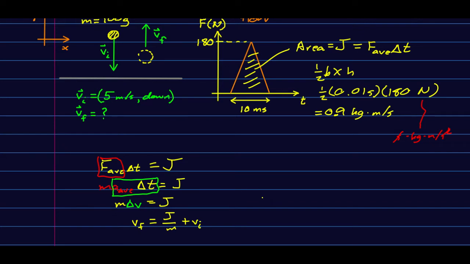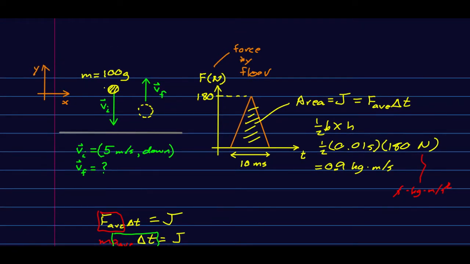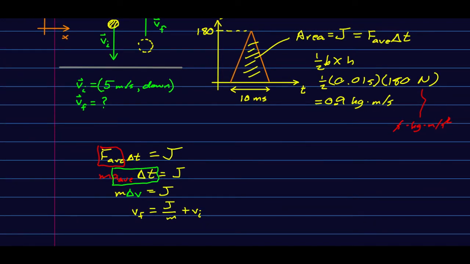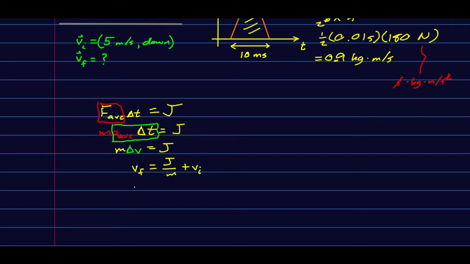This is what you would come up with. And now note I've made up positive, so this is a positive force, right? This is the floor pushing off the ball. Think about that. I'm being a little bit sneaky and ignoring something. And vi is negative, 5 meters per second down, negative. So vf is 0.9 kilogram meters per second over 0.1 kilogram, right? That's the 100 grams. Kilograms are gone. Minus 5 meters per second. And that comes out plus 4 meters per second. 4 meters per second up.